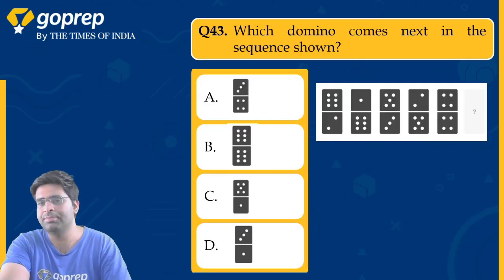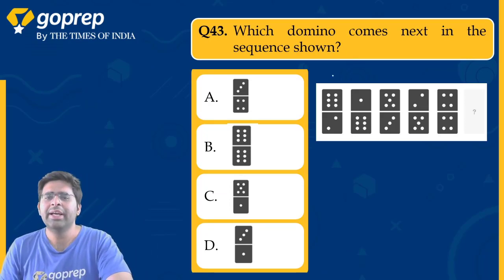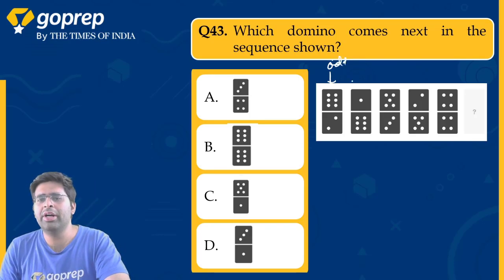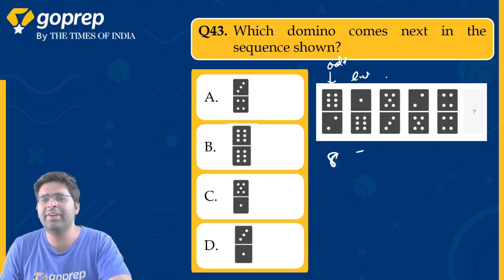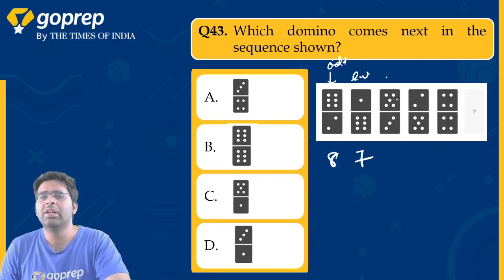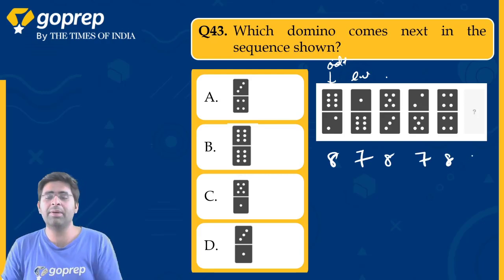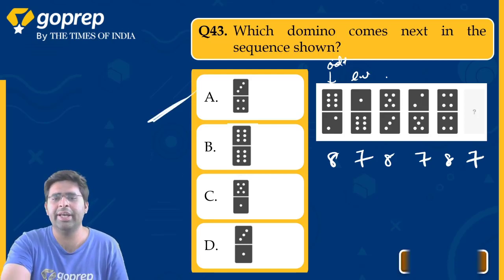Very interesting question. Which domino comes next in sequence? If you would see कि 6 plus 2 it's odd, यहाँ पर odd है, फिर even है. जैसे देखो sum, यहाँ पर 6 plus 2 it's 8, then we have 7, 6 plus 1 7, then 5 plus 3 it's 8, 5 plus 2 it's 7, 4 plus 4 it's 8. तो नेक्स्ट सम कैसा आएगा अपने पास, 7 आना चाहिए, which is only true in option A.